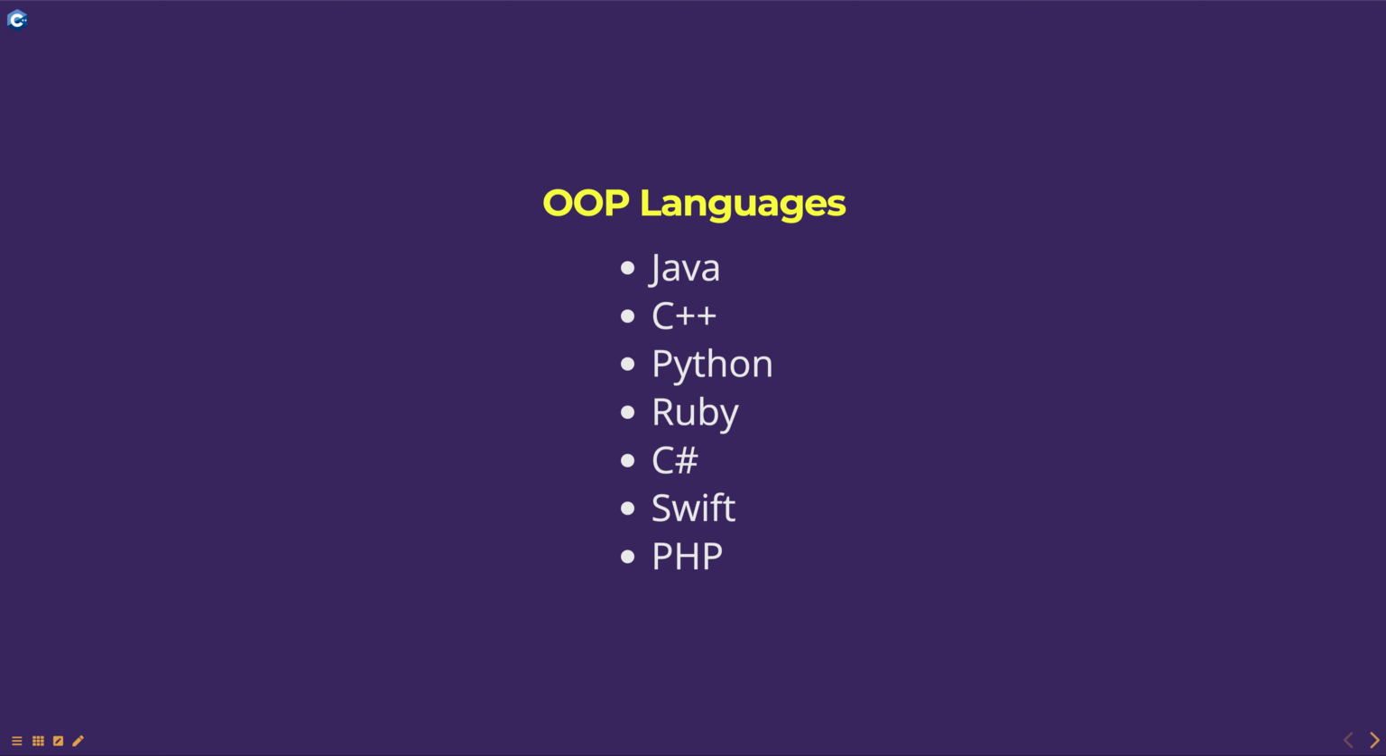C++ is a general purpose programming language that is widely used for developing high performance applications such as video games and system software.